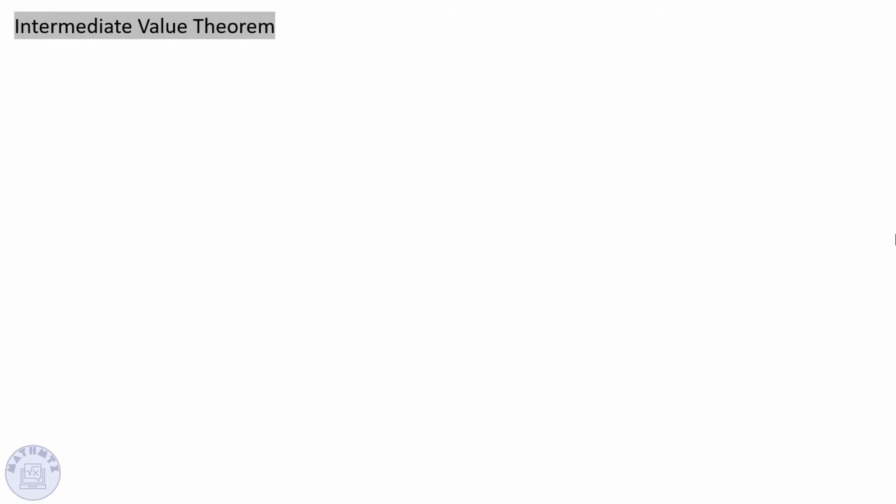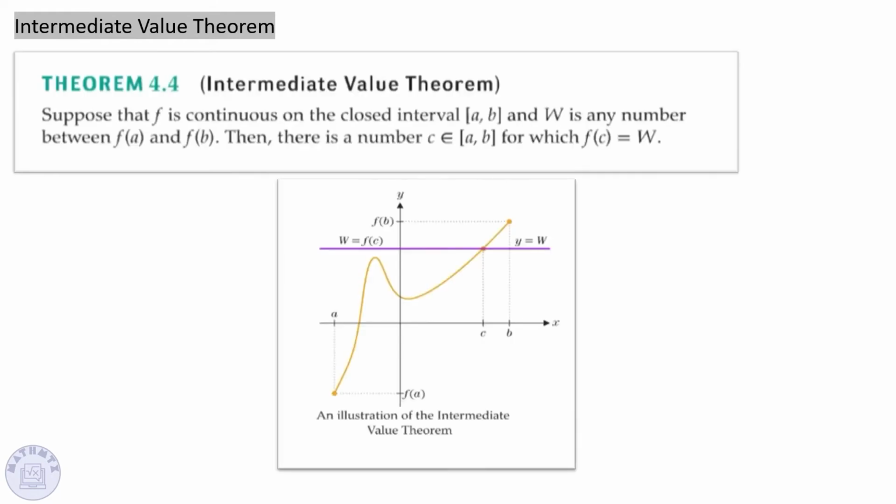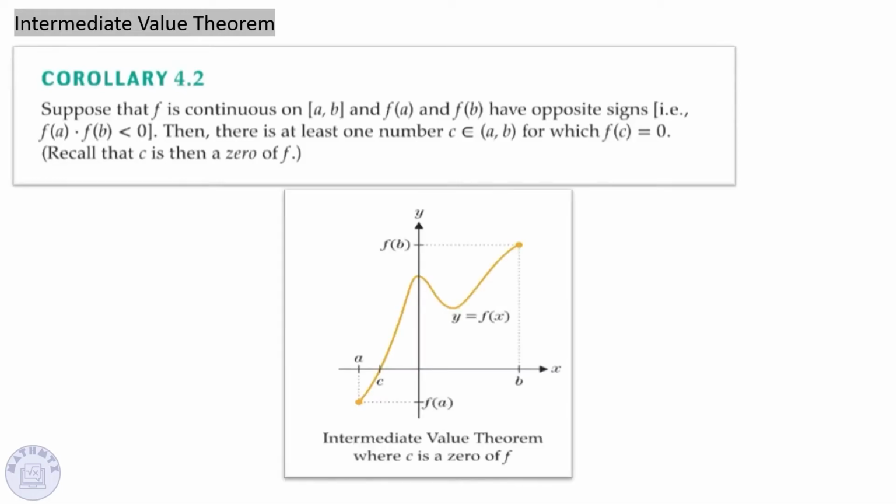Moving to the last part of the lesson, the intermediate value theorem says that if you have a continuous function on a closed interval, and w is in between f of a and f of b, then its x coordinate must be in between a and b. Well, we are interested more in the corollary of this theorem, which says if you have a continuous function on a closed interval a to b, and f of a and f of b are different signs, then for sure you will get a zero in between a and b.